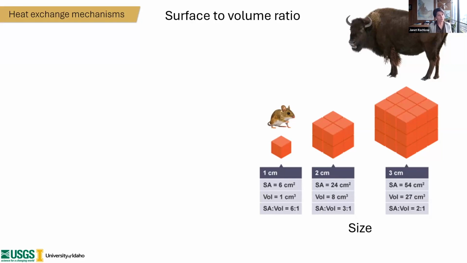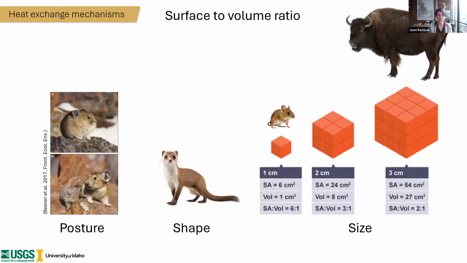It means they cool off faster in a cold climate. It also means that they can warm up faster in a warming climate. Also, small-bodied animals tend to have a relatively higher metabolic rate, so they're also generating more of that metabolic heat. In addition to size, shape also affects that surface to volume ratio. And even for individual animals, their posture can affect that.